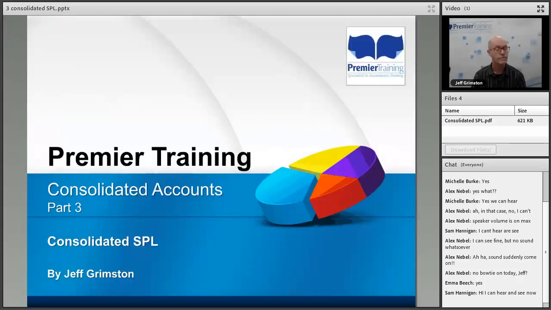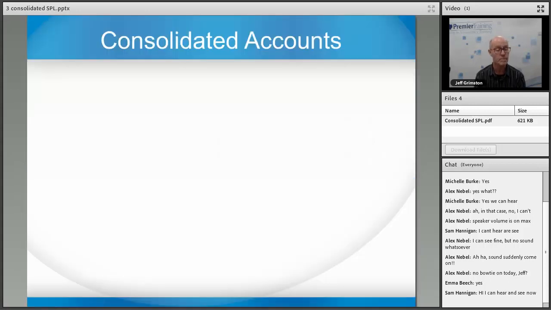So, part 3 in a series of 4, Consolidated Statement of Profit or Loss. For those of you who have looked at this and find it tricky, this was a topic I struggled desperately with when I first met it. So you're in good company. And the good news is, once you get the method and you understand what you're dealing with, it's not that bad really. But it does seem a very forbidding topic at first.